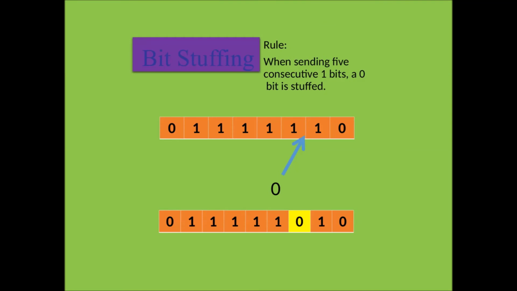Bit stuffing. There is a single rule of bit stuffing: when sending 5 consecutive 1 bits, a 0 bit is stuffed. So if the data has 5 consecutive ones, after that one 0 bit will be inserted. This is the bit stuffing concept.